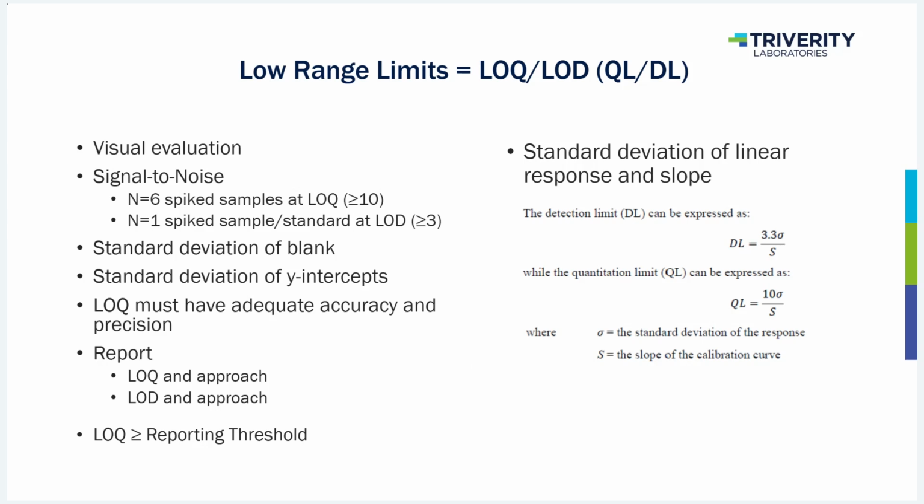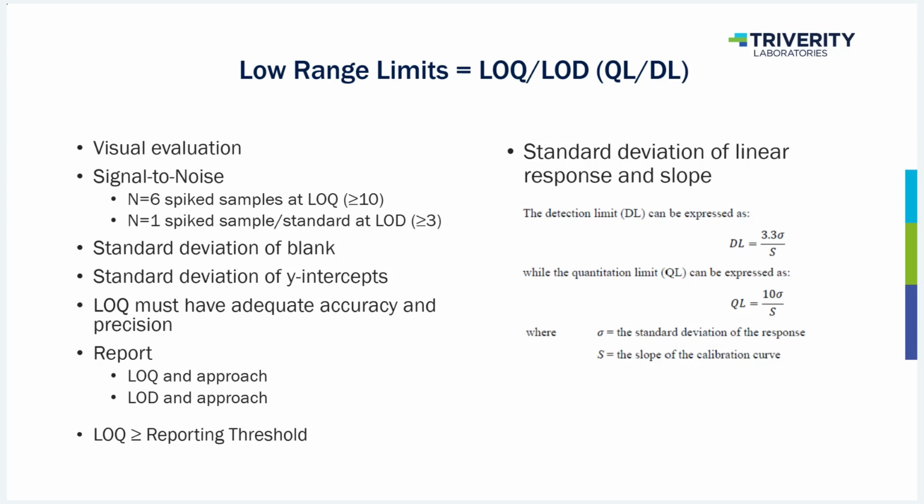LOQ can be higher than a signal to noise of 10. I would recommend, if you're using this method, to try to target 12 or maybe 15, just to give yourself a little bit of wiggle room for changes in lamp intensity and things like that. Same with the LOD, it's a signal to noise of 3.